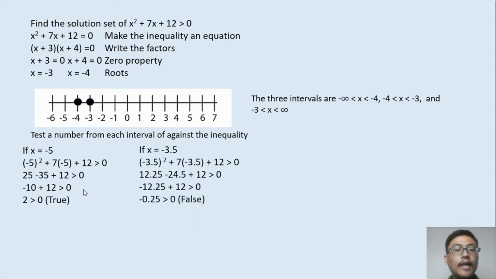Next, doon naman tayo sa gitna ng negative 4 and negative 3. Say, negative 3.5. So, negative 3.5 squared is positive 12.25. 7 times negative 3.5 is negative 24.5 plus 12 is greater than 0. Minus natin to. So, that's negative 12.25 plus 12. So, negative 0.25 is greater than 0.